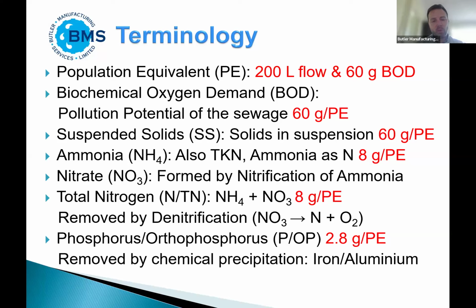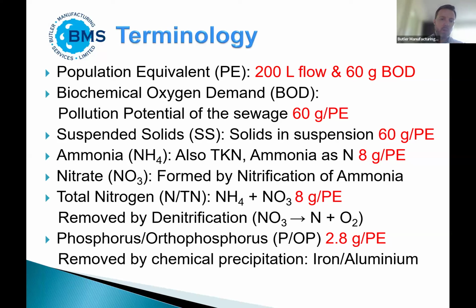If you're moving on to discharge to a water course, typically more and more you would see an ammonia standard, because ammonia-rich sewage, with ammonia as the main component of fertilizer, can cause eutrophication and algae blooms and fish kills. This is typically about 8 grams per population equivalent. Typically in Ireland, you'd see a concentration of about 40 milligrams per litre, with BOD and suspended solids about 300 milligrams per litre.